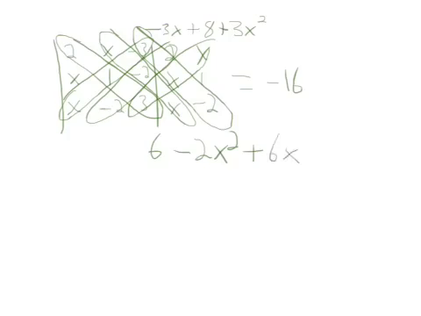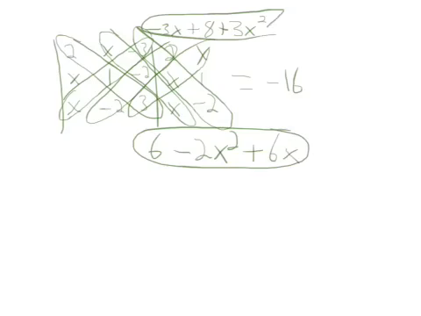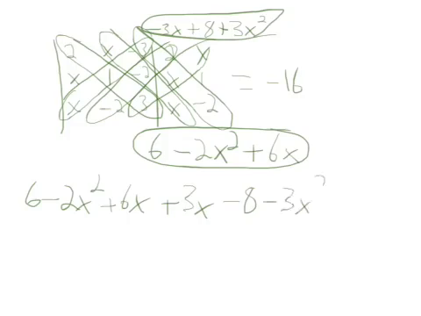So now I'm going to take this right here and subtract the top part up here. So that's going to equal negative 16. So I'm going to have 6 minus 2x squared plus 6x, and then minus each part of this. Minus a negative 3x will be a plus 3x, minus an 8 will give me a minus 8, and then a negative times a 3x squared will give me a negative 3x squared, and that's all equal to negative 16.